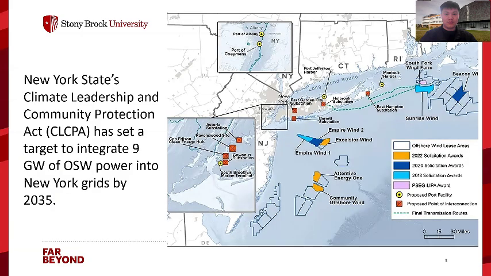New York State has set a target to integrate 9 GW of offshore wind power into its grids by 2035. Achieving this ambitious goal raises 2 key questions. First, how can practical grid-forming controls in high-voltage direct current links be developed and deployed to enhance the transfer capability of gigawatt-level offshore wind power while mitigating security risks?